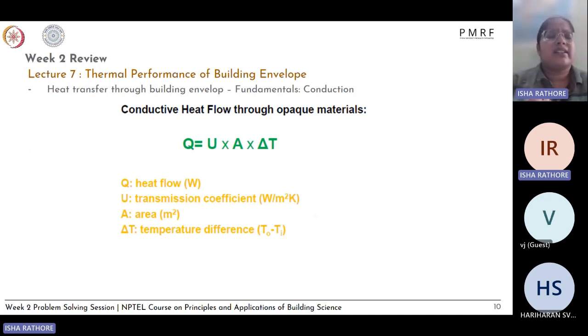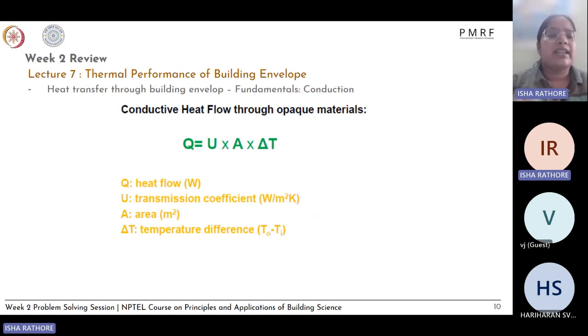So we also looked at the equations or the factors which affect the three types of heat transfer processes. First we looked at conduction, or the conductive heat flow through opaque materials. In this we have three factors which affect conduction. One is the U value, or the transmission coefficient of the objects which are in conduction. Then we have the area of the surface. Then we have the temperature difference, which is delta T. So Q is equal to UA delta T. Q here is the conductive heat flow only.